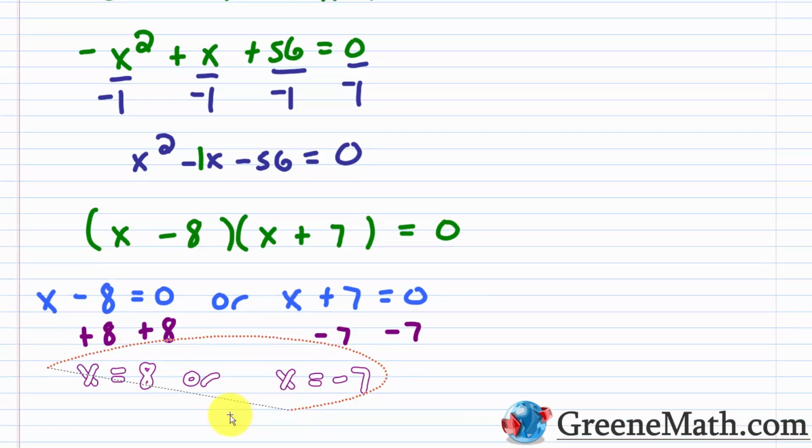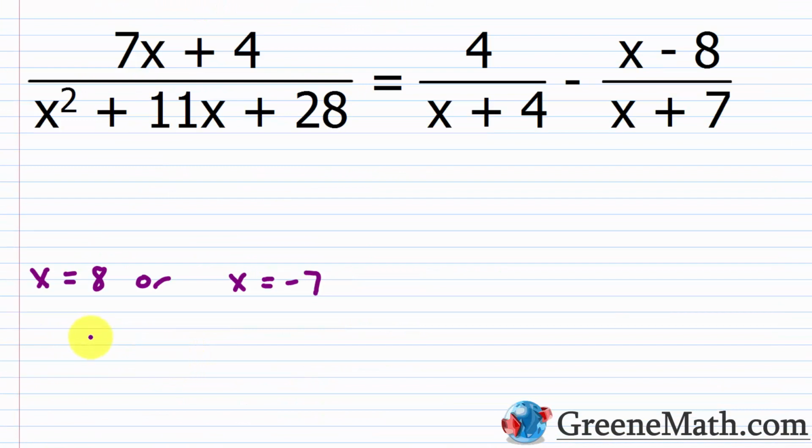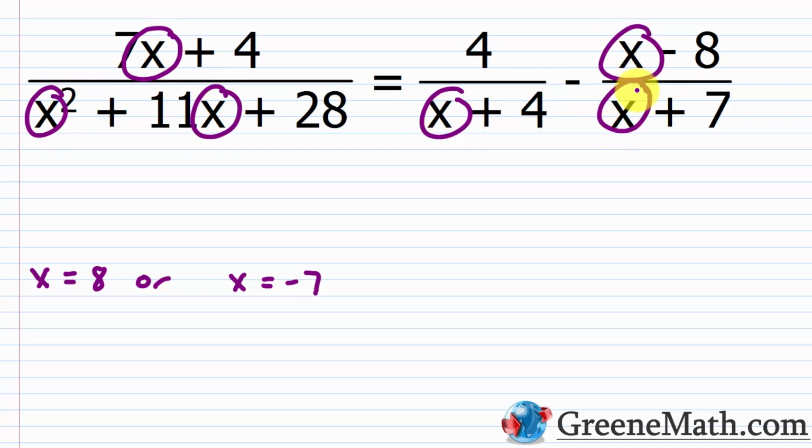So let's go ahead and copy these. All right, so we want to check x equals 8, and then also x equals negative 7. So let's start by checking x equals 8. So I'm going to plug in an 8 here, and here, and here, and here, and here, and here. Now, if you plug in an 8 here, what's going to happen? 8 minus 8 is 0, and over here, 8 plus 7 is 15. We know 0 over 15 is 0. So I can go ahead and mark this guy out. I only have to deal with these two, okay?